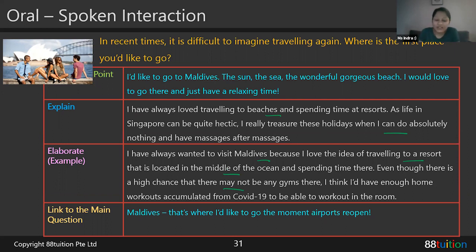Okay, I think I'll have enough home workouts accumulated because now, in Singapore, our gyms are all closed, right? So I've resorted to home workouts. I've downloaded home quarantine programs and workouts to do at home because I can't just sit still, right? It's just not in my blood. Okay, accumulated from COVID-19, to be able to work out in the room. So I've learned that you can actually do this, okay? So the Maldives, that's where I like to go the moment airports actually reopen. That is a place that I like to go to.